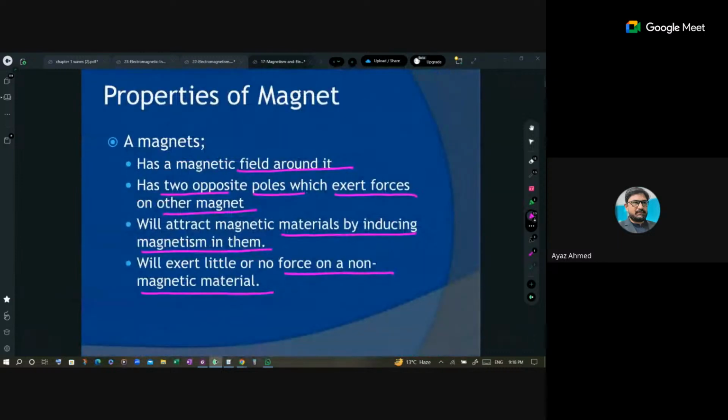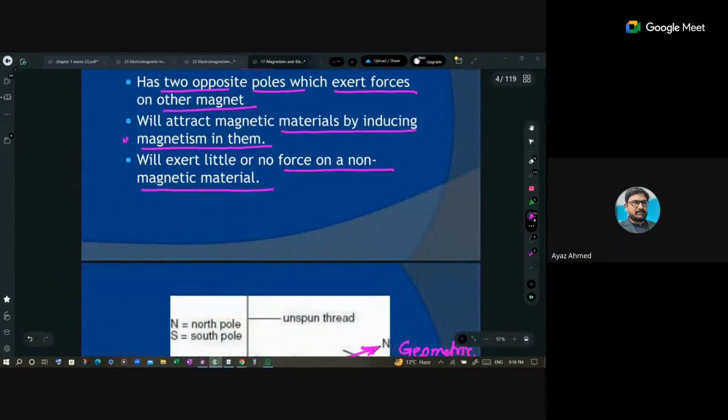Then I talked about the properties of a magnet. It has a magnetic field around it. It has poles, and attraction of the material. When there is a magnetic material or magnetized material, it would be attracted by the magnet. It exerts very small force or no force on non-magnetic materials like wood, copper and all that stuff.